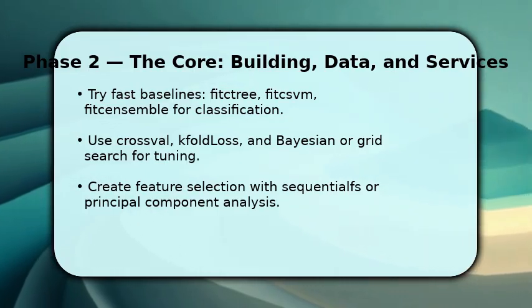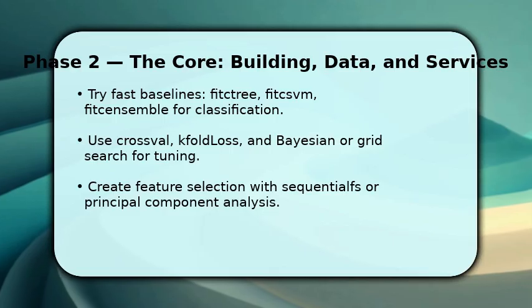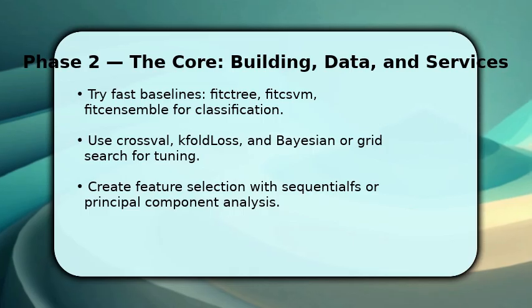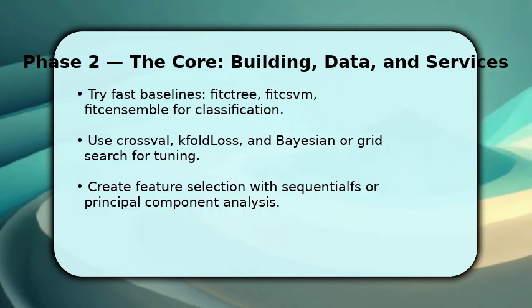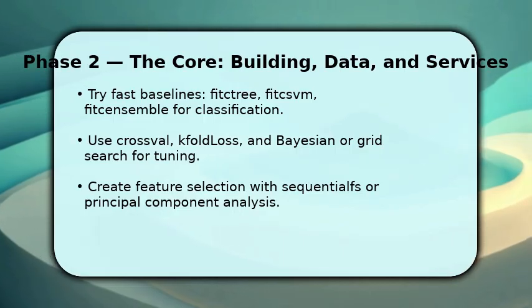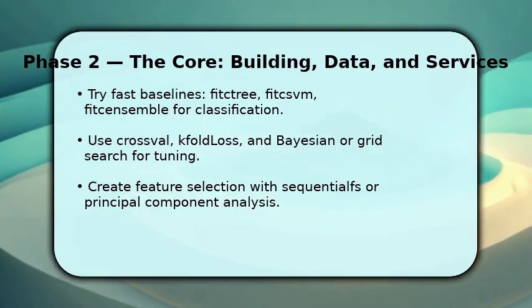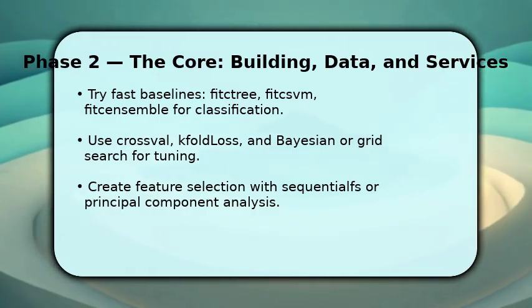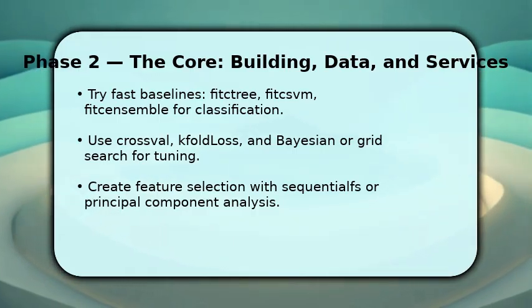Use crossval or cvpartition with k-fold loss to estimate generalization error, and tune hyperparameters via bayesopt or fitcsvm built-in OptimizeHyperparameters options to improve accuracy. For high-dimensional data, apply sequentialfs or PCA to reduce features and speed training. This also helps avoid overfitting. Once tuned, save the best model object.